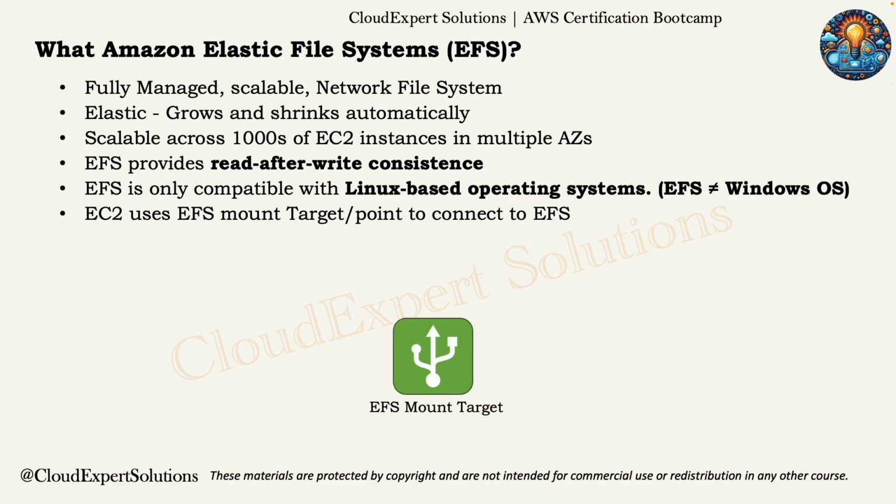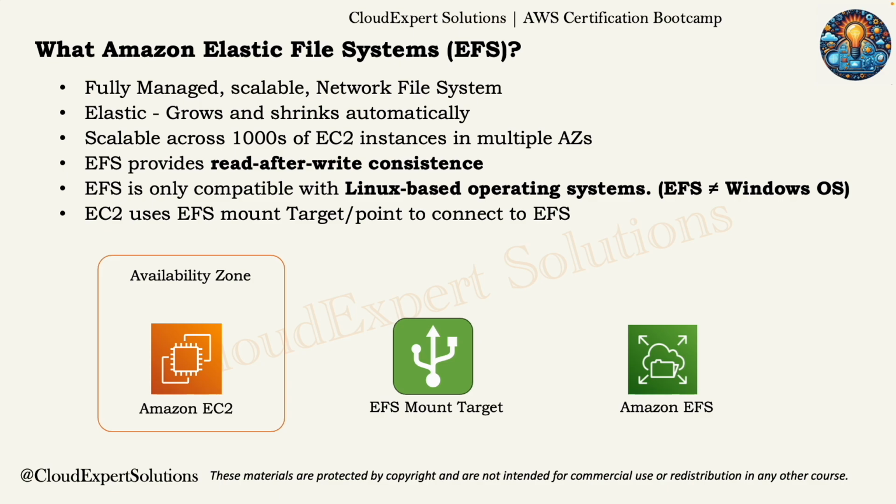We are talking about mount target. A mount target in Amazon EFS is the entry point through which your EC2 instance connects and accesses the file system. Think of it as a doorway. When you want your EC2 instance to use EFS, you mount the file system using the mount point or mount target provided by AWS, similar to how you mount a USB drive on your laptop.